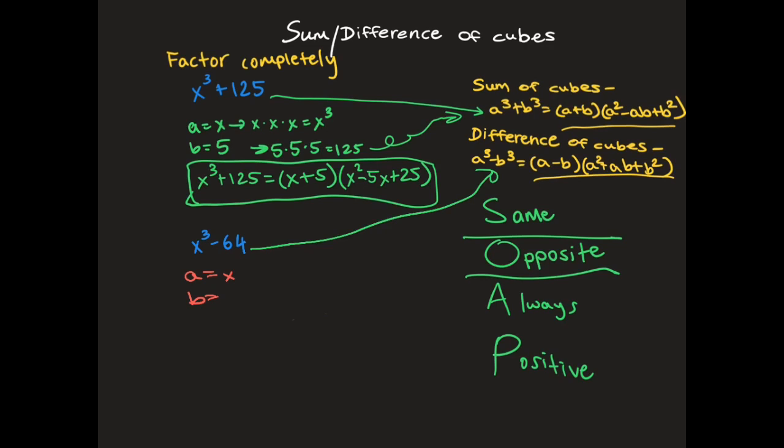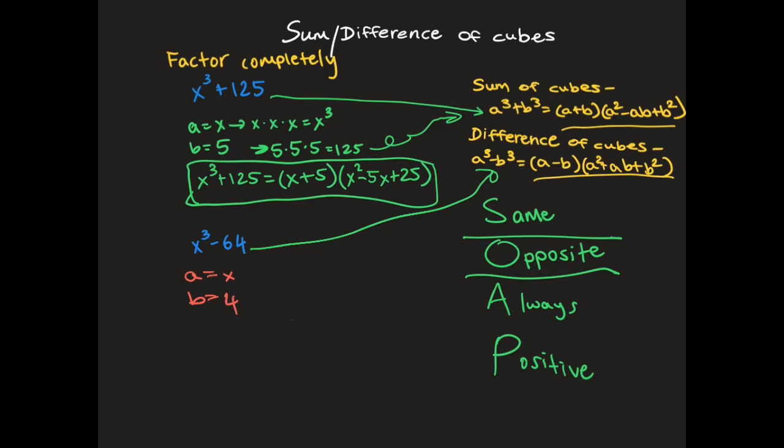Now, 64. We're going to ignore that minus. We're going to act like the 64 is a positive number. So what's a number multiplied 3 times by itself that equals 64? That will be 4. 4 times 4 times 4 equals 64.